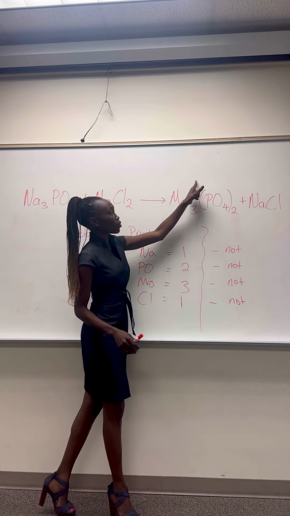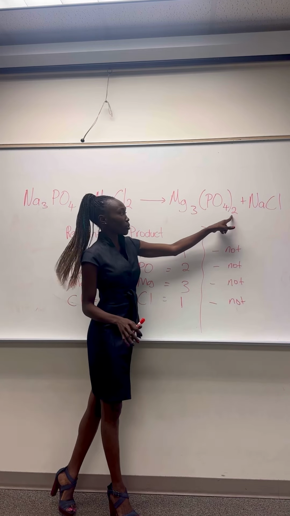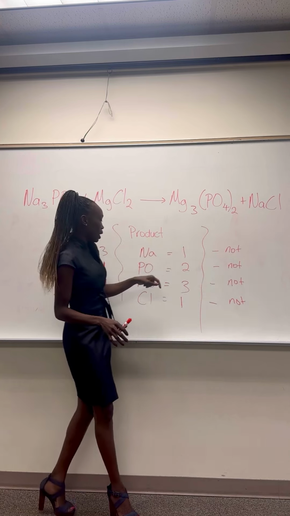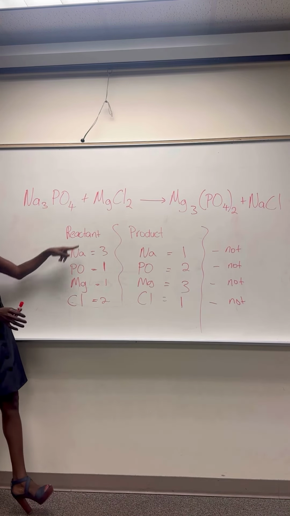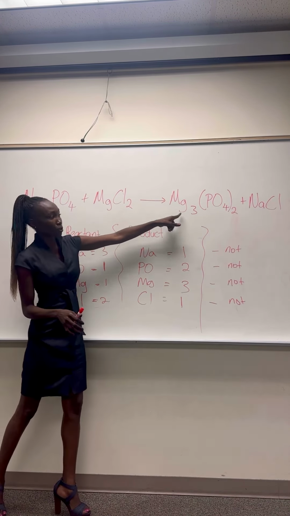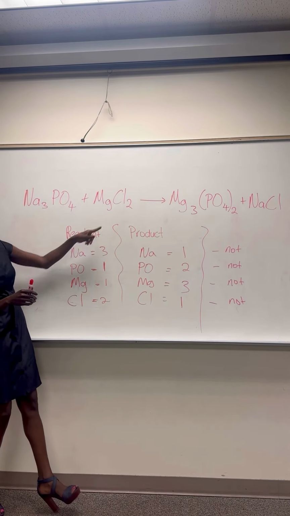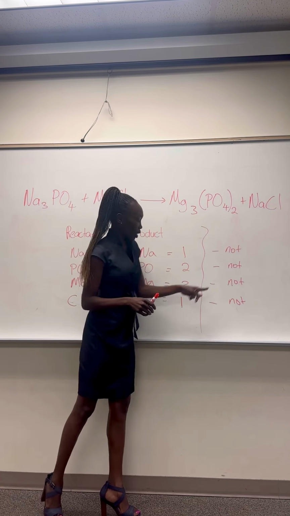And here we have 2. Right, we have a subscript here in parentheses saying the 2 applies to both of them, right? So this entire thing is 2. And we have magnesium, you have 1 here, you have 3 here by the subscript. Chlorine, you have 2, and you have 1, right?